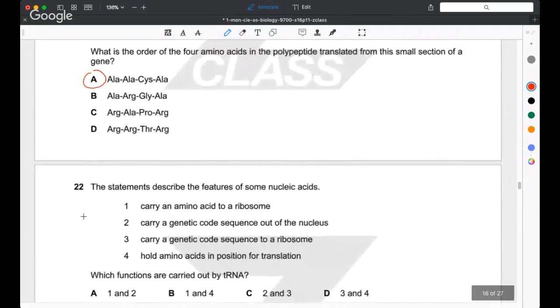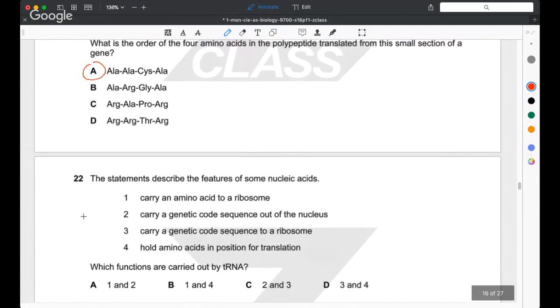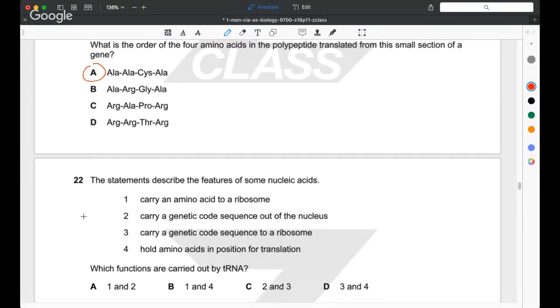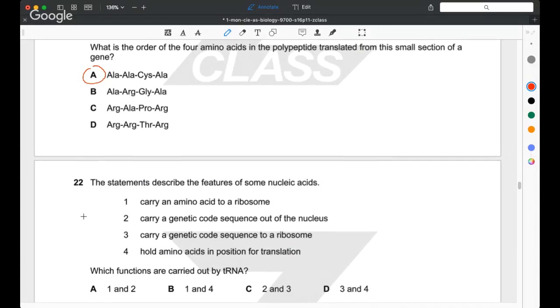Okay, so they're still working with you here about nucleic acids. And the first one is that it's true that there is some nucleic acids that carry an amino acid. Now, the one that you're thinking of there, of course, is transfer RNA.